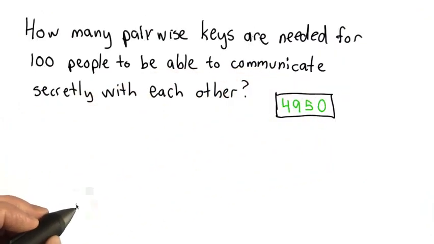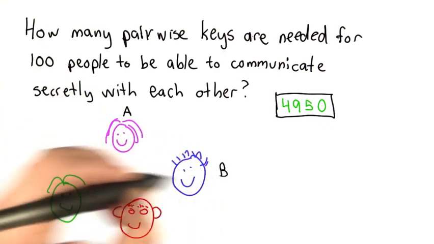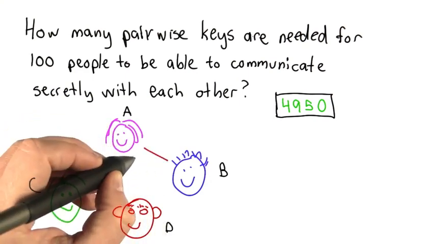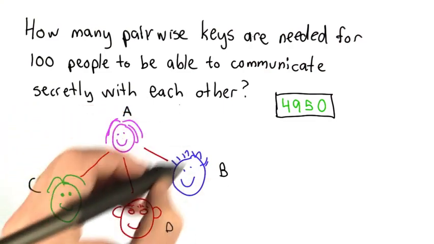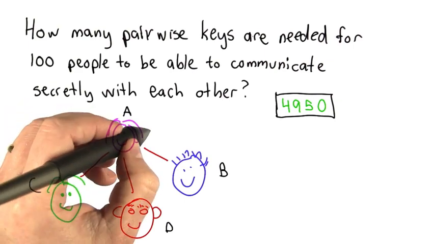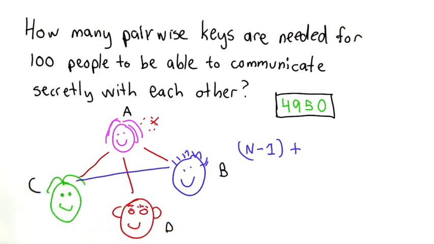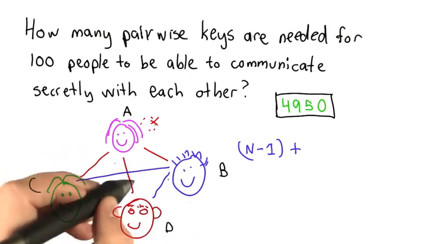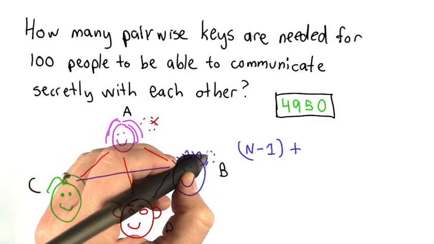So the answer is 4,950. The way to think about that is if we have a group of people, and I won't try to draw 100 people, but let's say we have 4. Alice needs a pairwise key with Bob. She needs a pairwise key with Charlie, and she needs a pairwise key with Daniel. That's 3 keys for Alice, and so that's the number of people minus 1, since she doesn't need a key with herself. Bob already has a pairwise key with Alice. He needs one with Colleen, or maybe that was Charlie, and he needs one with Doug. So Bob needs 2 pairwise keys, which is n minus 1 minus 1, since he already has one with Alice, and he doesn't need one with himself.